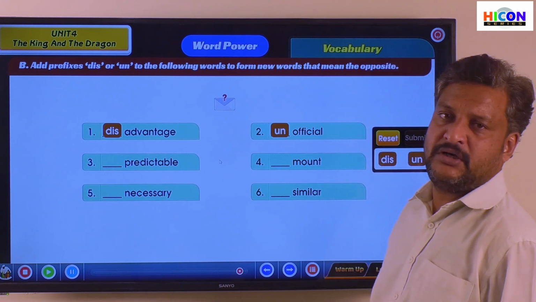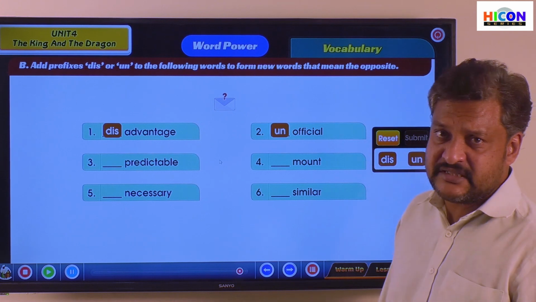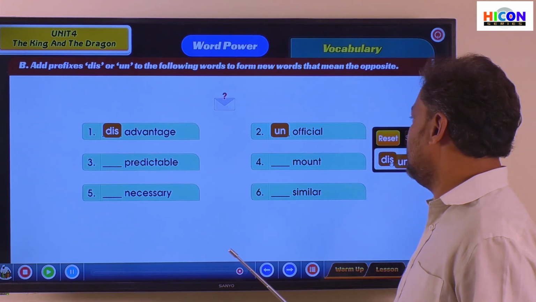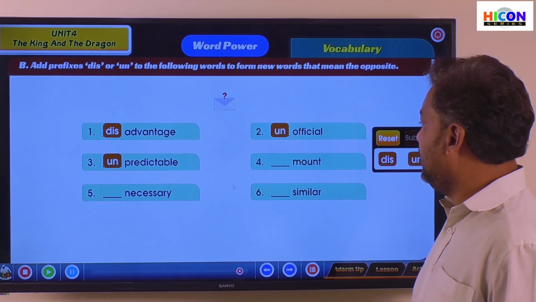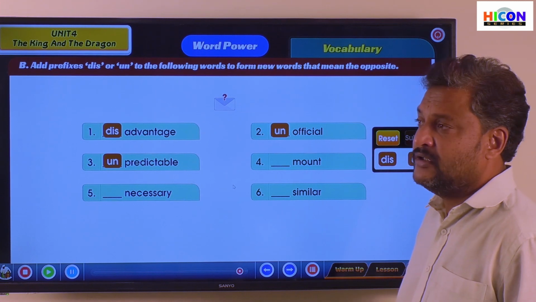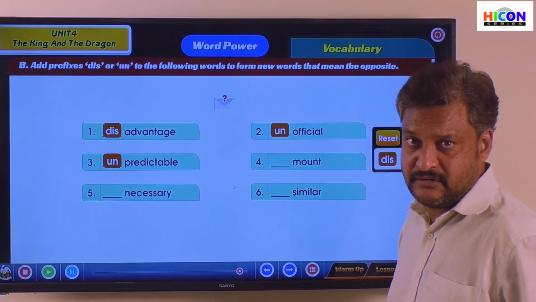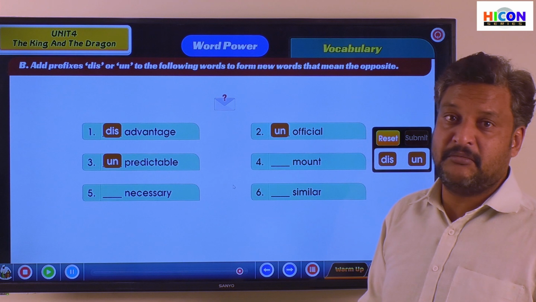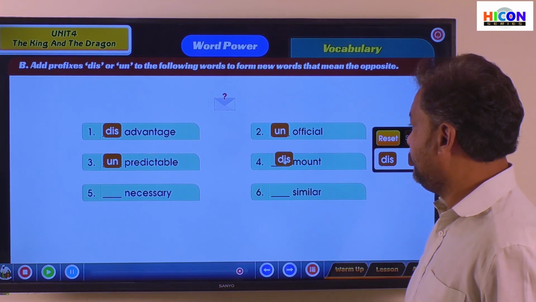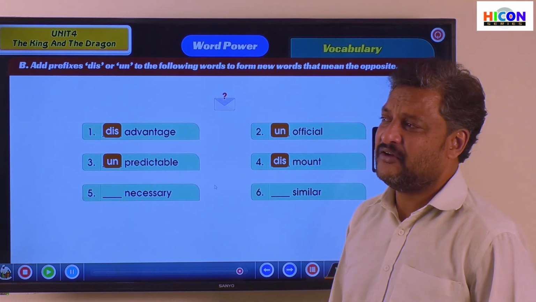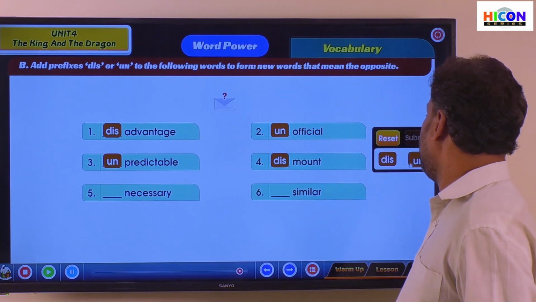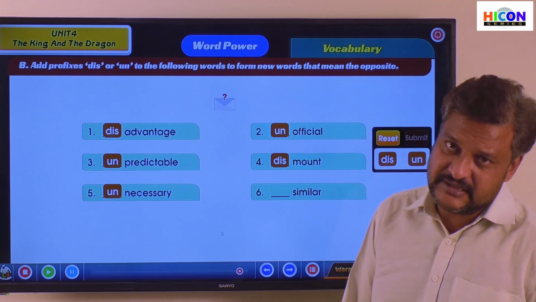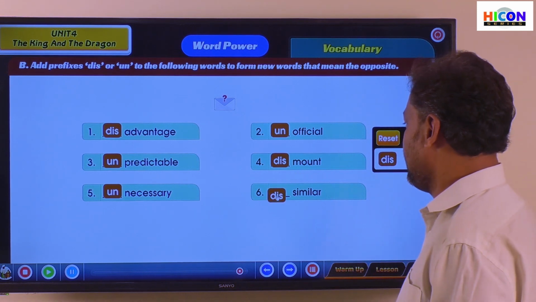Predictable. Predictable means something we can predict. Something we cannot predict is called unpredictable or dispredictable? Unpredictable. Okay. So we need to drag another un from here and keep it over there. Then mount. We have a wall mounted television, means keep it on something. If we take it off, we call it a dismount, not unmounted. Necessary, unnecessary or disnecessary? Unnecessary. Okay, so we will drag un from here. Then similar, unsimilar or dissimilar? Dissimilar. Okay, so dissimilar.